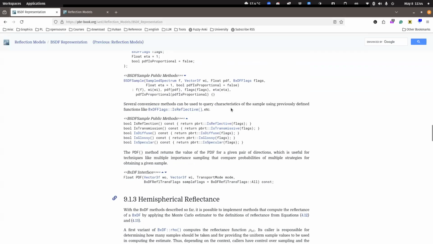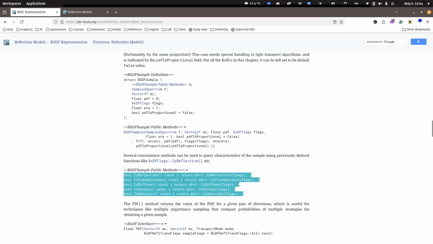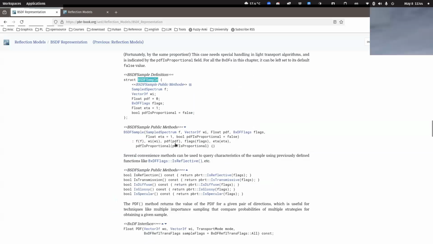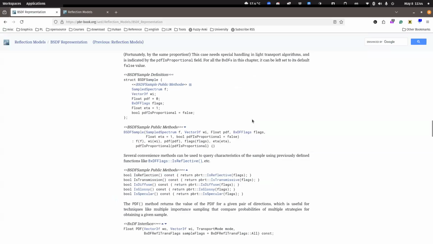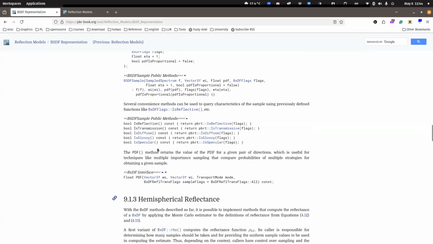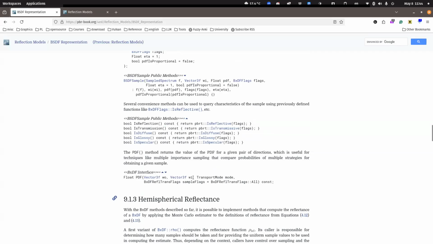And this bunch of methods queries the properties of the sample, which just query the flag. And the PDF method returns the value of the PDF given a pair of directions, which is useful for multiple importance sampling.